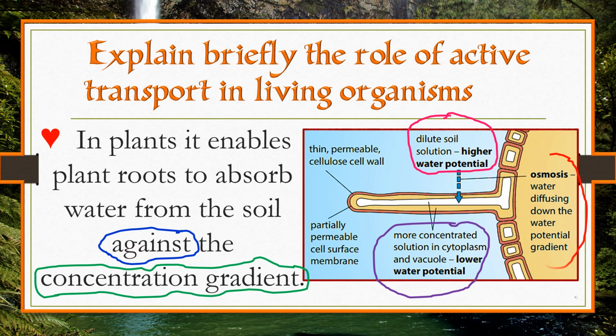That means water is going to move by osmosis. It will diffuse down the water potential gradient from the soil, which has got a high water potential, into the vacuole and the cytoplasm of the root hair, which has got a lower water potential. But it is not always like that.